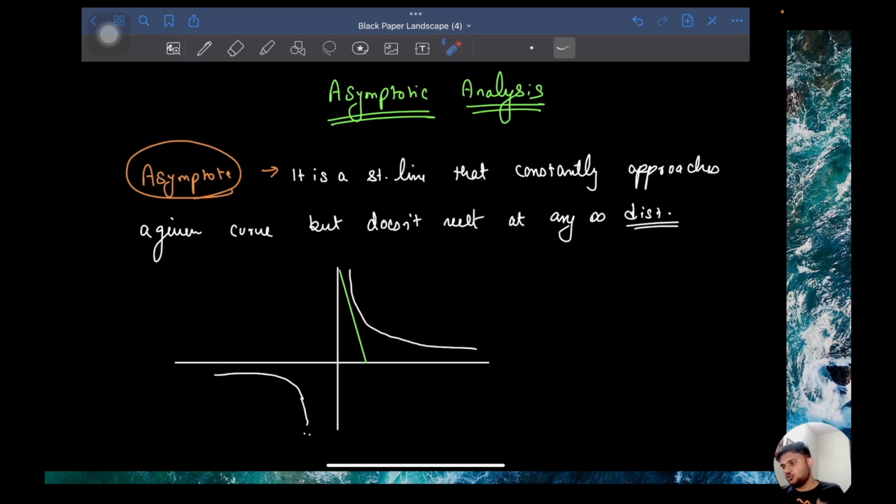Although it is nowhere specifically mentioned why this is called asymptotic analysis, these are some of the reasons that you will find very easily on the internet. So now we have to understand what asymptotic analysis is.